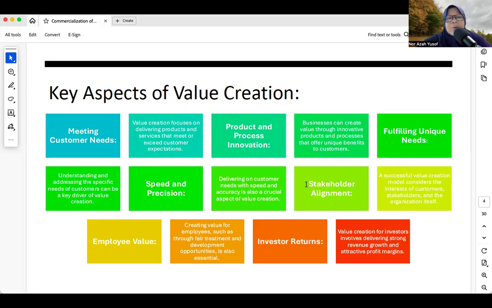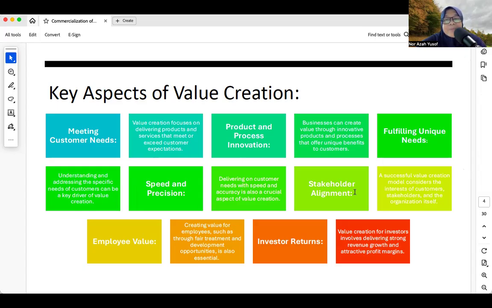Speed and precision is about when you start to discuss with these industries or whoever stakeholders are interested in your innovation. You have to be reliable to them, meaning that you have to come back with whatever response they need, fulfilling the needs. There are a lot of things when working with industries.